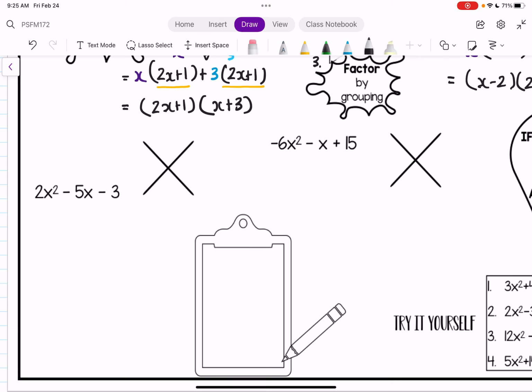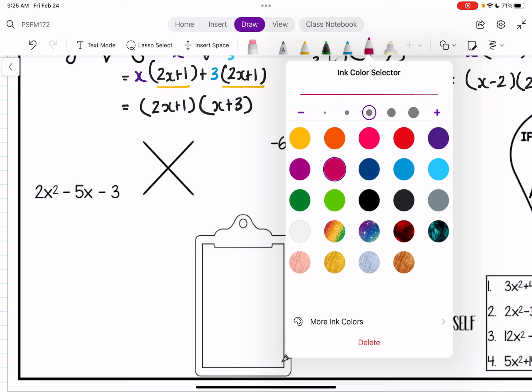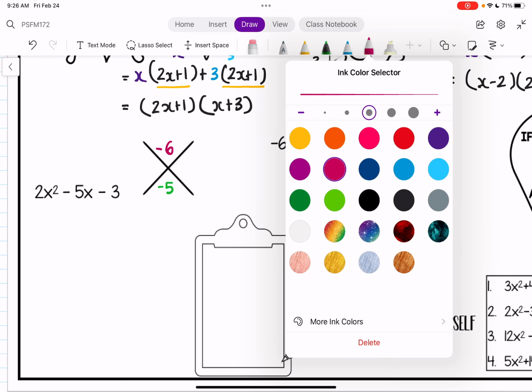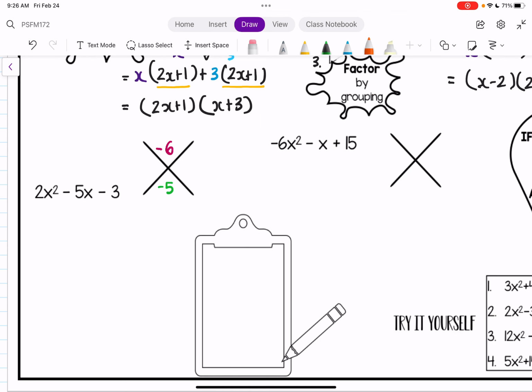We are looking for two numbers that multiply to negative 6 and add up to negative 5. This is going to give us an opposite sign. Remember, because if we multiply to a negative, we're going to have opposite signs. And here, it's a positive 1 and negative 6.